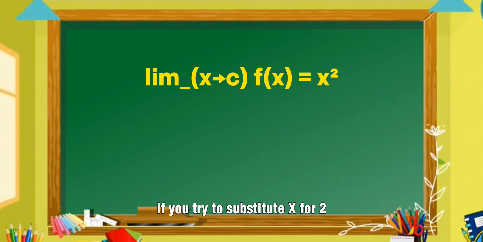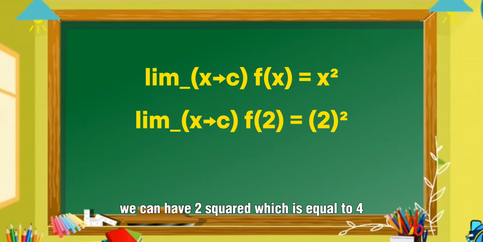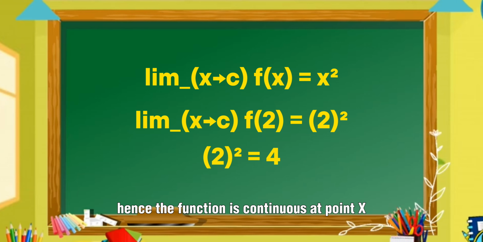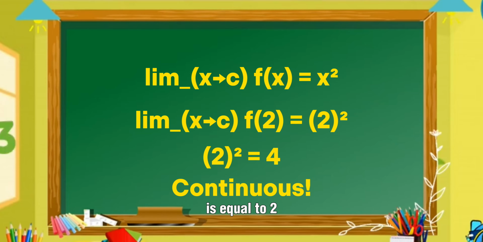If we try to substitute x with 2, we have 2 squared, which is equal to 4. That means we have a value for f of c. Hence, the function is continuous at point x is equal to 2.